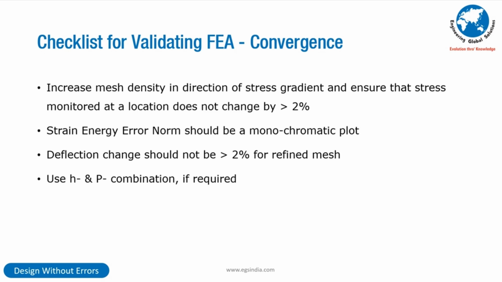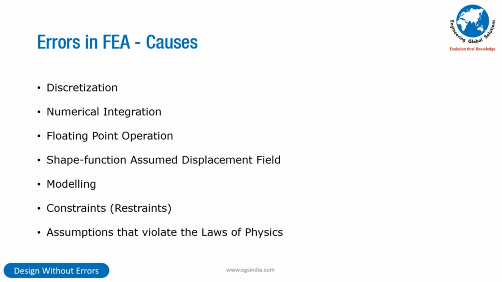Use an H and P combination. Hierarchical finite elements is what people use. Polynomial finite elements you can use for rapid convergence. Use a combination of these two to arrive at accurate results. What are the errors in finite elements? The discretization errors, the numerical integration errors, the floating point operation errors, the shape function errors, the assumed displacement field errors based on that, the modeling errors, the constraint errors, and the assumptions that violate the laws of physics. We need to pay attention to these as much as possible.